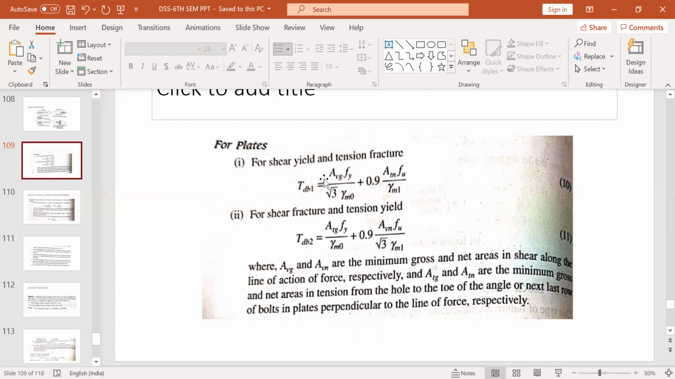Once you calculate the block shear failure, the gross sectional yielding, and the net sectional rupture, the minimum of those three will give you the design tensile strength. This is how it is done.